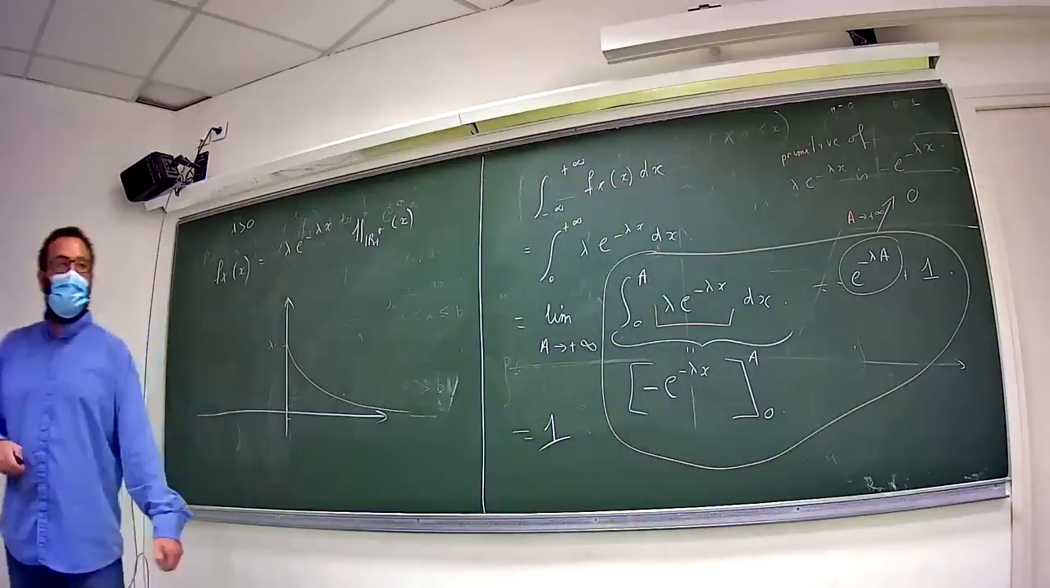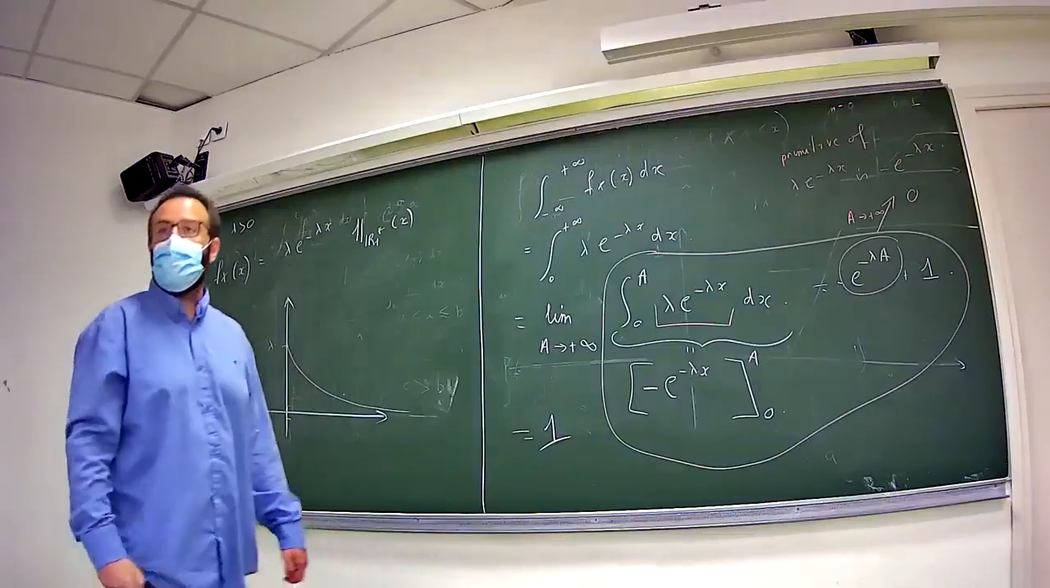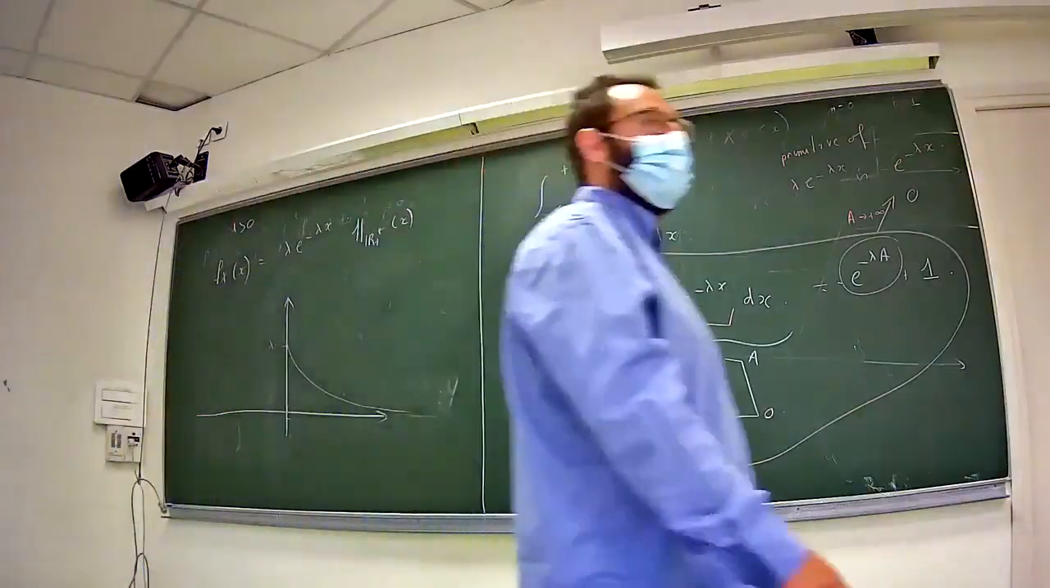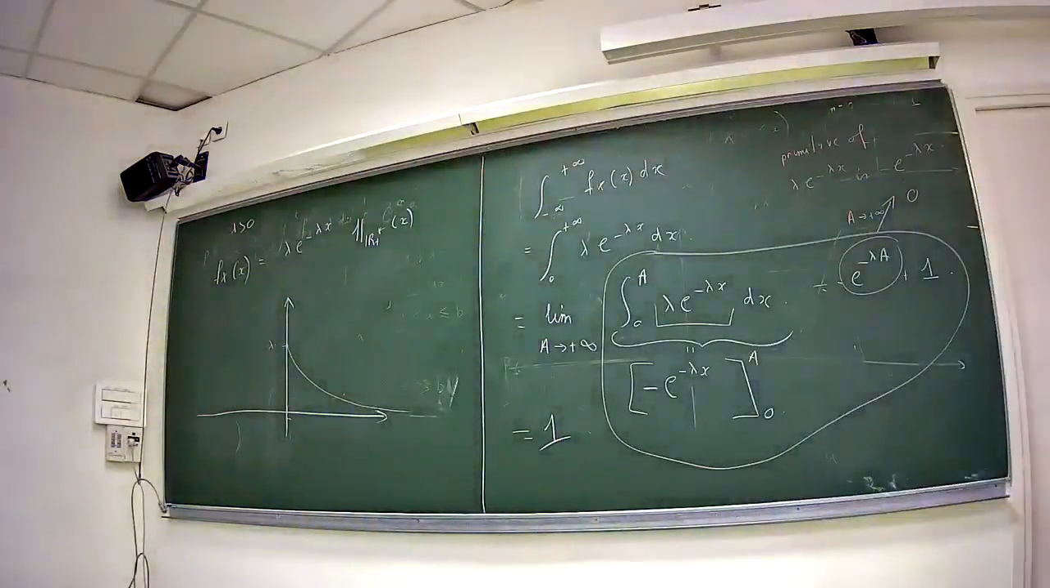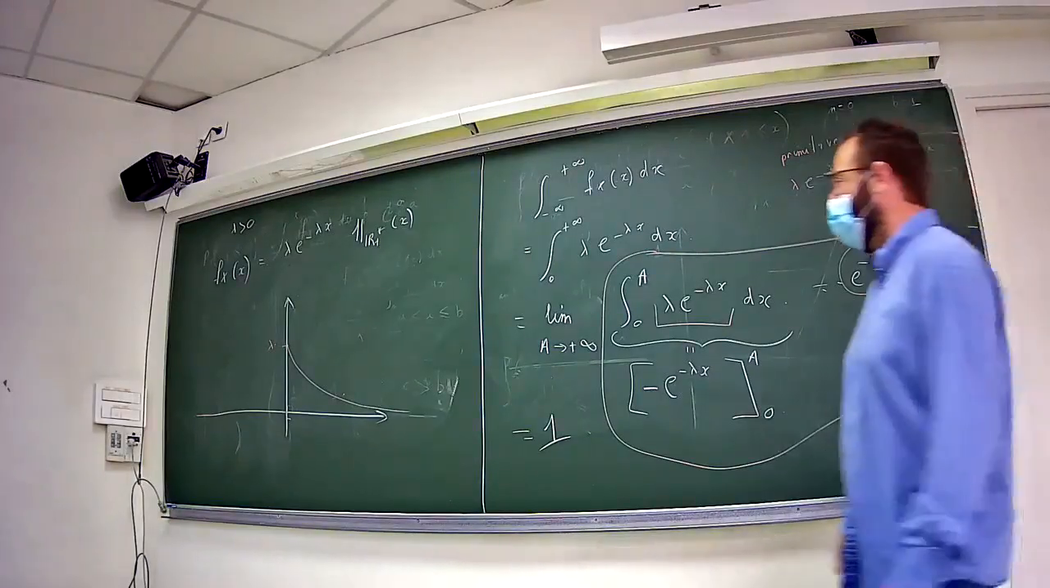So what I have defined this way is really a density function. Positive, continuous except at 0, and integral equal to 1. Okay? What I call an exponential random variable will be a random variable having this density function. Okay?